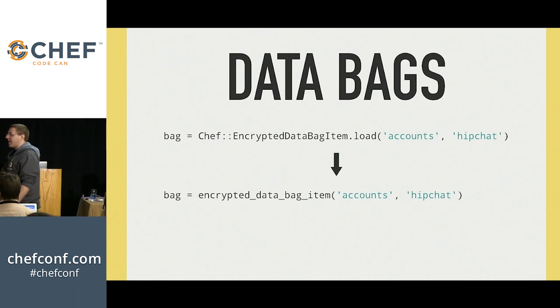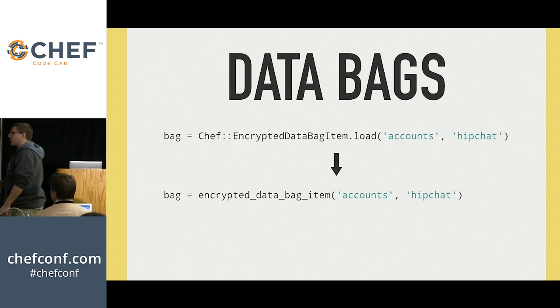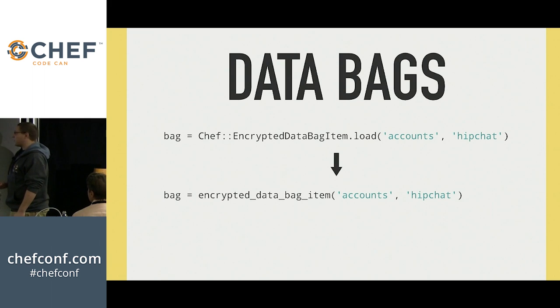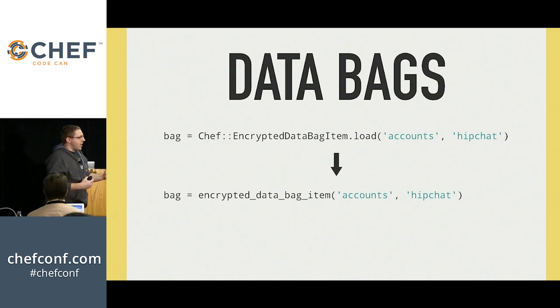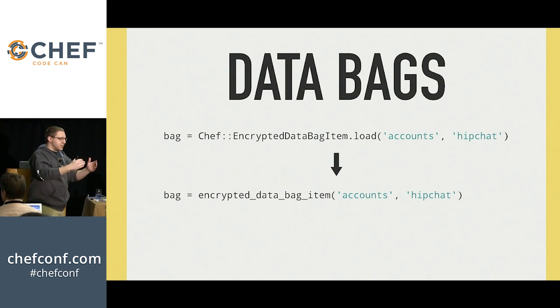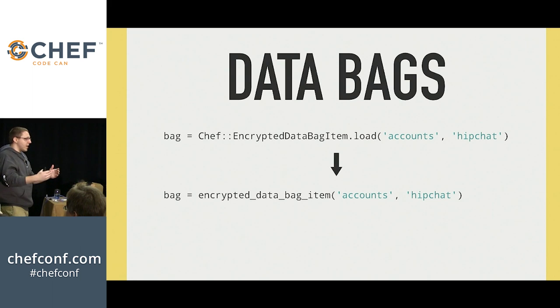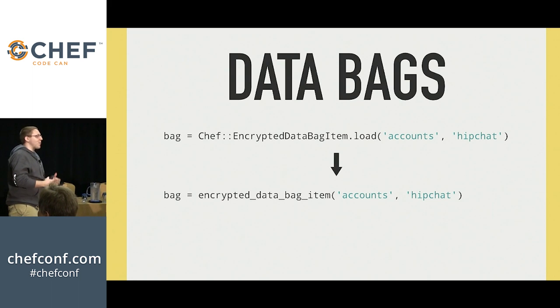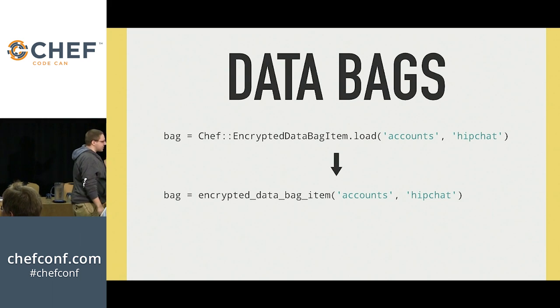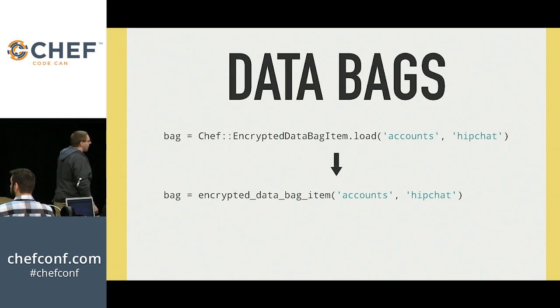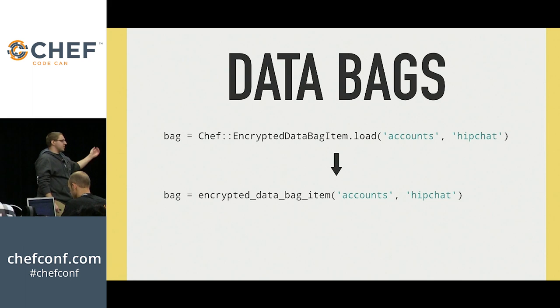Data bags. I hate typing Chef::EncryptedDataBagItem because I never spell it right, ever. And it's really annoying. And I look at a recipe and I want it to be beautiful, and I see encrypted data bag, or I see data bag and I see data bag item, and it looks so nice. And I'm like, why is there no encrypted data bag item? So I made one. And this is really just a tiny little Ruby method that wraps Chef::EncryptedDataBagItem.load, and it makes your recipes look clean.